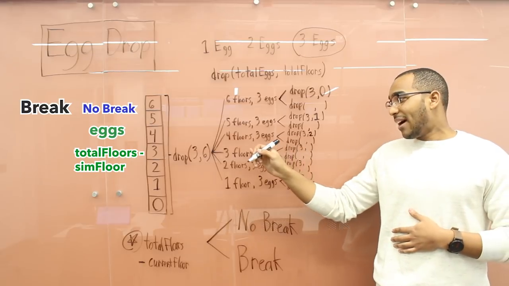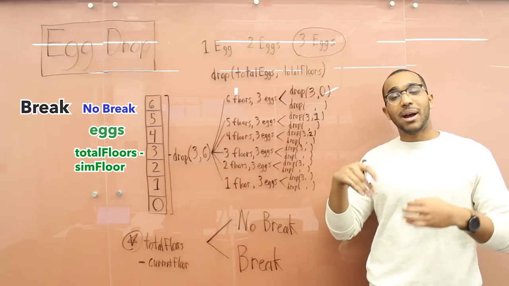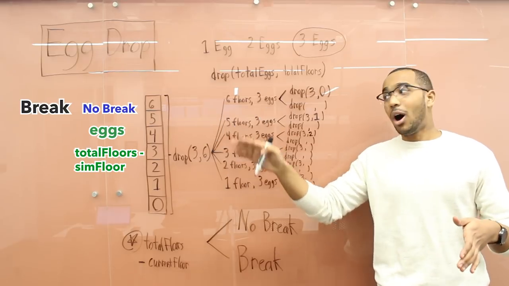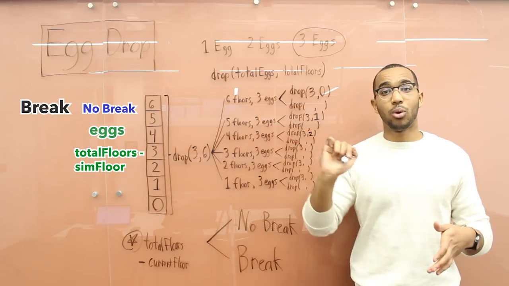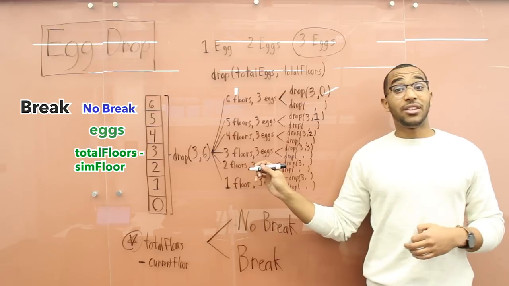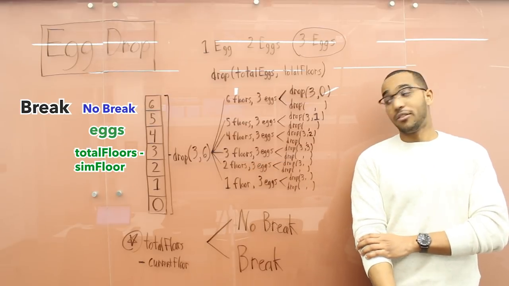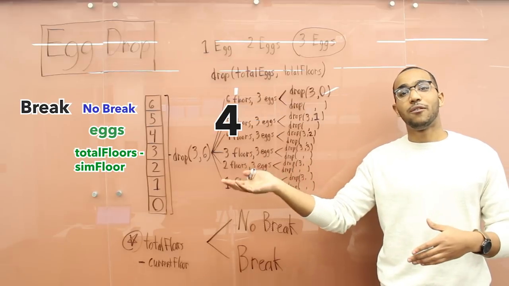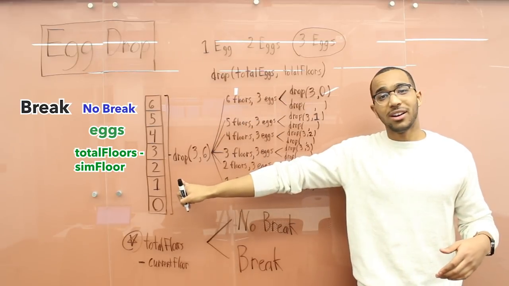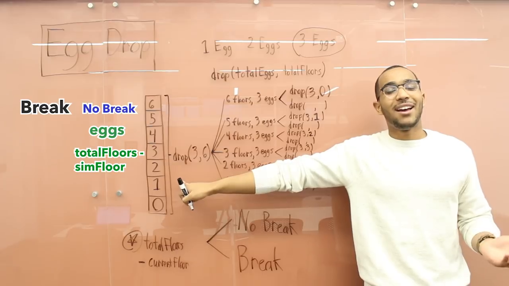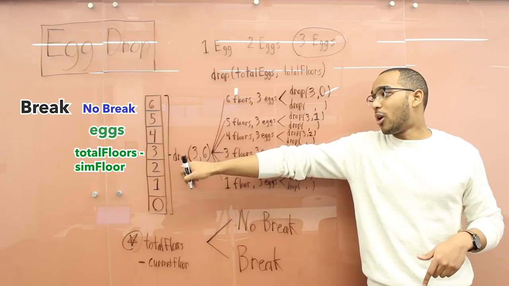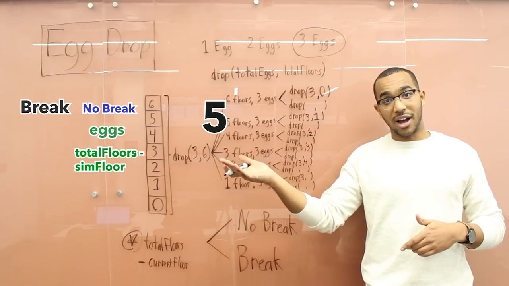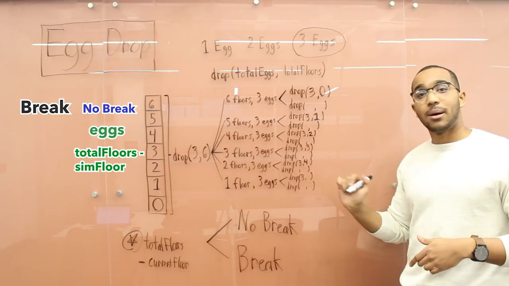Okay, so we have 3 floors and 3 eggs. My egg does not break. 6 minus 3 is 3. If I go up, I have 1, 2, 3 floors. So let's put that. And then the same thing for 2, we're just finishing off. If we do not break, 6 minus 2 is 4. And then if we're at floor 1, I drop an egg, it does not break, I go upwards. And then I'll have 1, 2, 3, 4, 5 floors to work with. 6 minus 1 is 5, so this becomes 5.